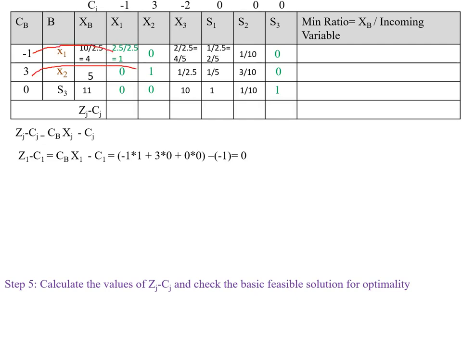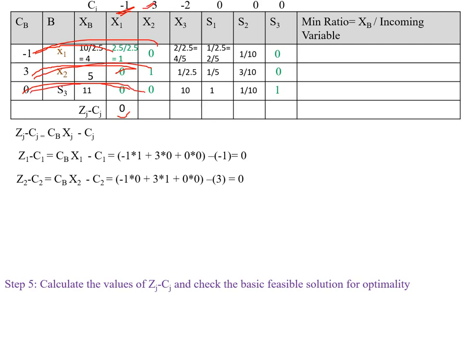into 0 plus 0 into 0 minus of minus 1. So the answer will become 0. Similarly, enter the 0 value here. Next one is Z2 minus C2, which is equal to minus 1 into 0 plus 3 into 1 plus 0 into 0, so minus 3. So the answer is 3, so it will be 0. So enter the 0 value here.